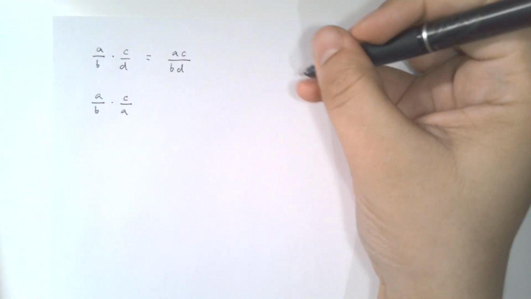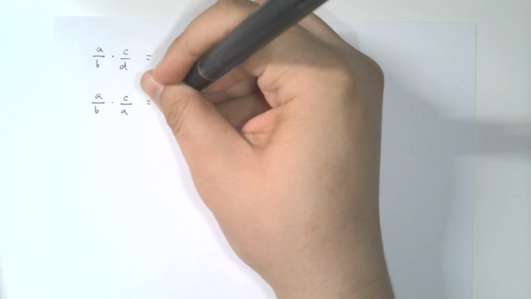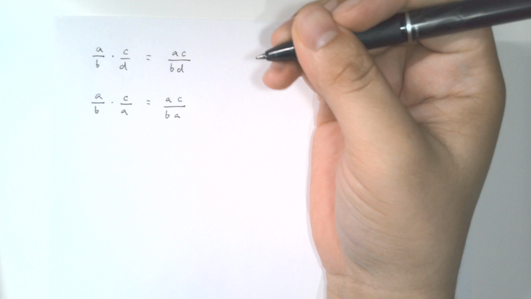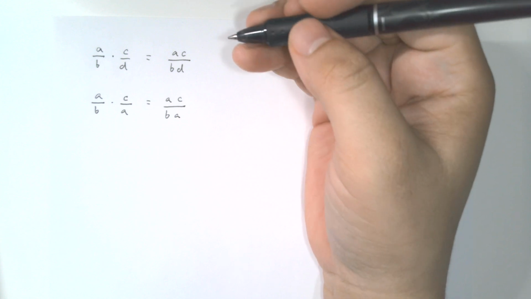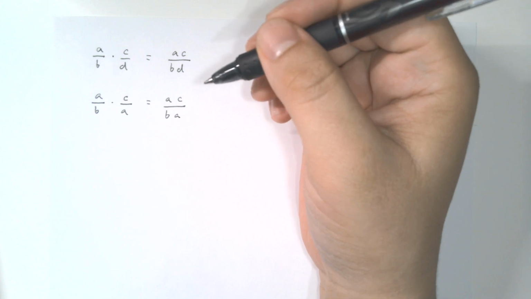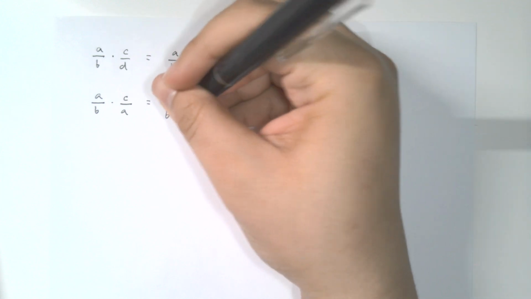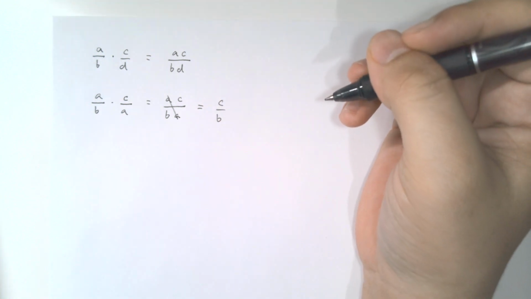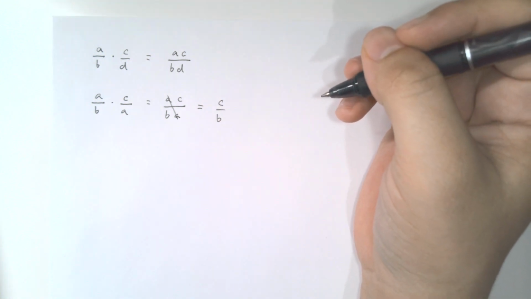C over A? Well, if we multiply these two together, we have A times C over B times A. And from our previous video, we saw that if we have common factors in a fraction, we can cancel them out. And in this case, we would be left with C over B because the A's cancel out.